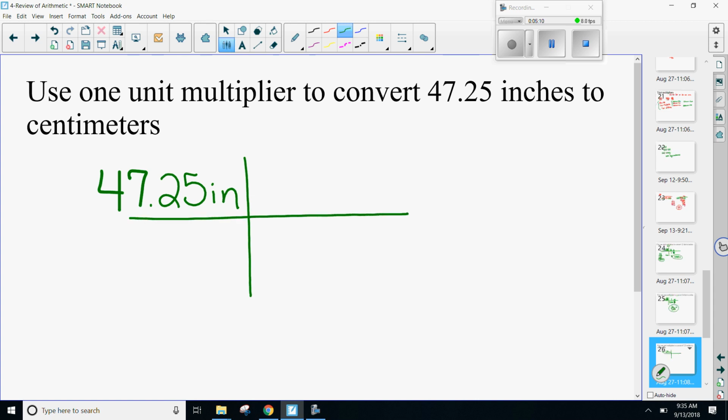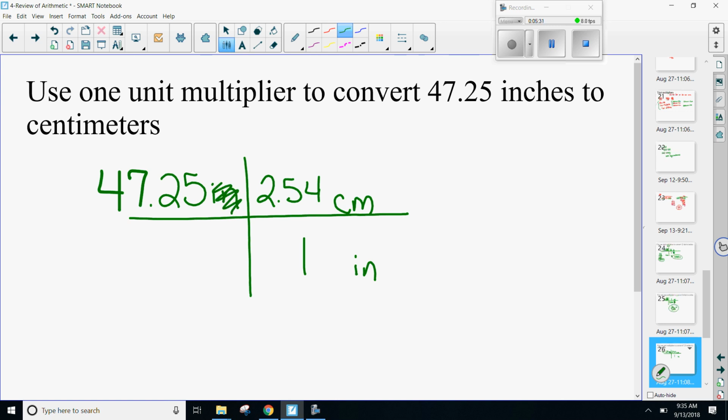I need to get rid of, who has to come off the field? Inches. Who has to go in? Centimeters. And there is a direct conversion there. What is that conversion? Milo. 2.54 what? Centimeters. There's 2.54 centimeters in 1 inch.